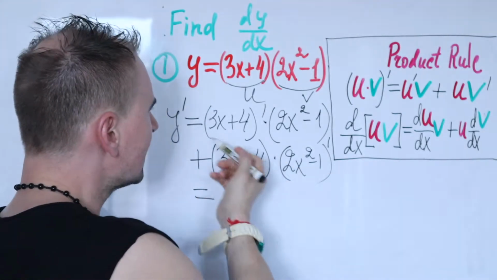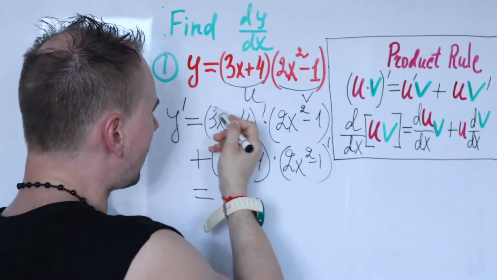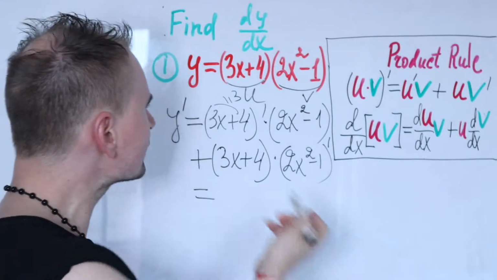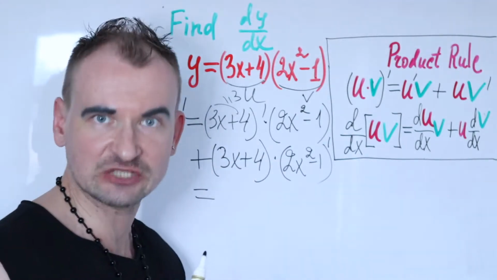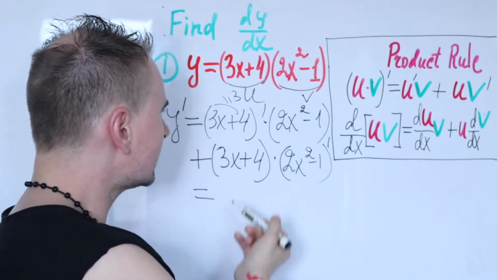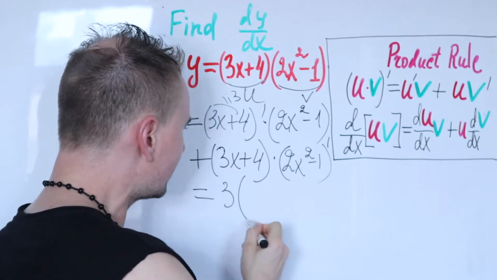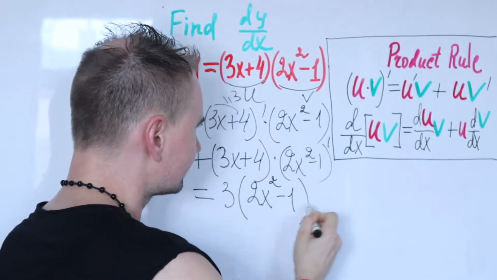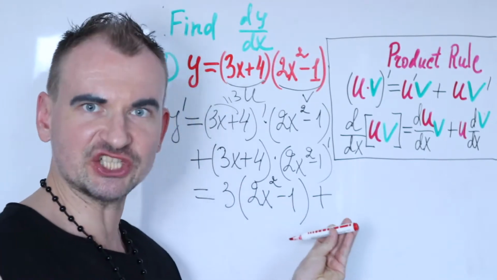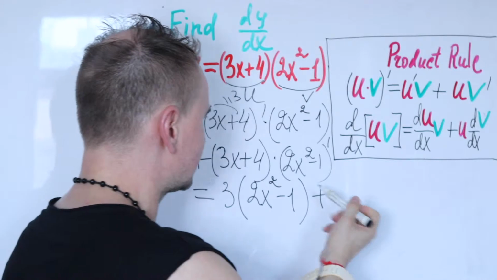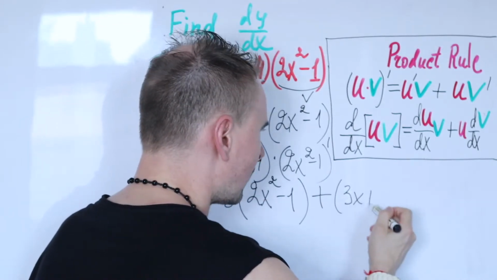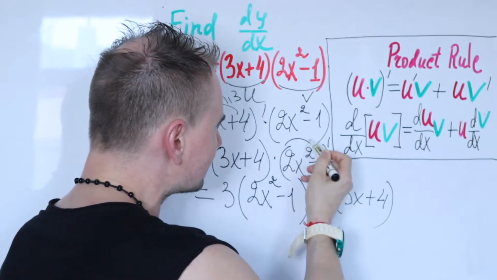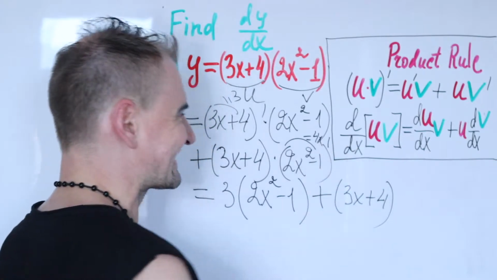So keep going. The derivative of 3x plus 4 is just 3, since the derivative of 4 is 0, it's a constant. The derivative of x is just 1. X goes away, and you will be left with 3 for the first term. Second term, I rewrite as is, 2x squared minus 1. Plus, you keep addition. Let's handle the second term. 3x plus 4 rewritten as is, and the derivative of 2x squared minus 1 is just 4x.